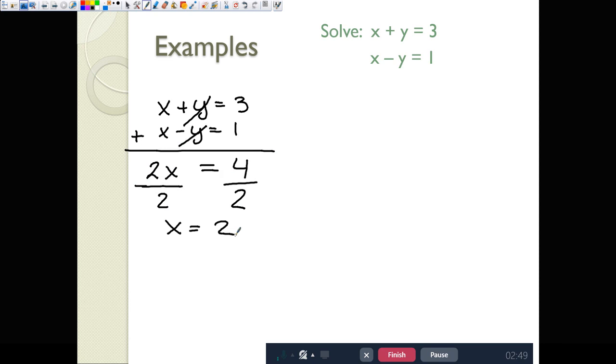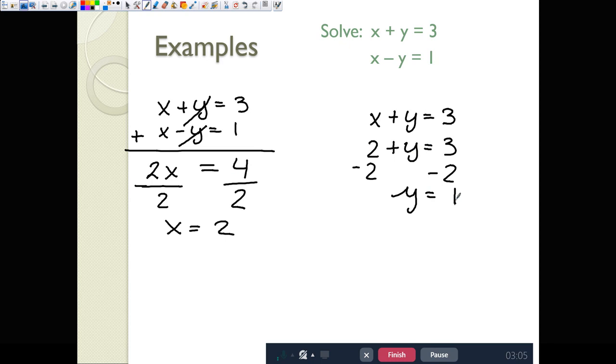So now that I know x, I need to find y. So I'm going to take this x value and substitute it into either one of my equations to find y. So I'm going to take the top one because it's all positive numbers. So instead of x, I'm going to put 2. And I'm going to subtract 2 from both sides. So y will equal 1. So my ordered pair will be 2, 1.